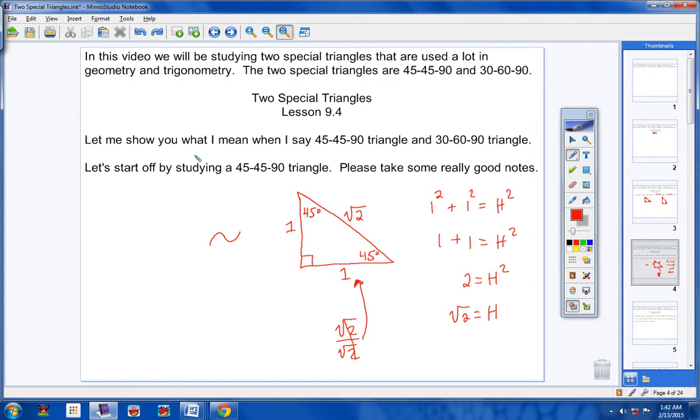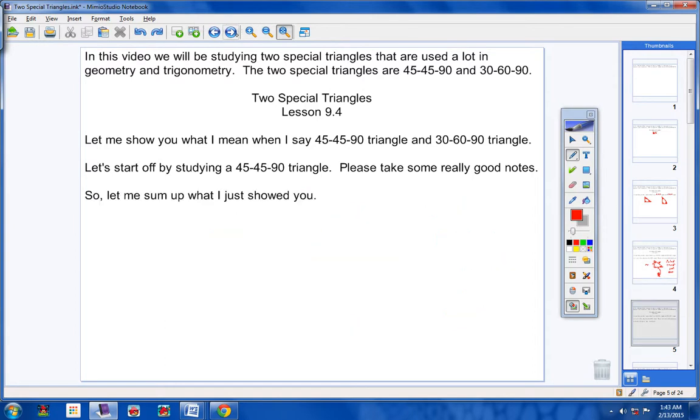Okay? You guys know how I love to sum things up. So some of you have gotten this. Hopefully most of you. Some of you might still be a little sketchy, a little kind of foggy. So if you'll write these things down, this will really help, okay? Let me sum up what I just showed you. You ready? Write this down.